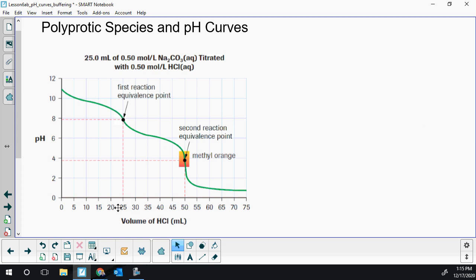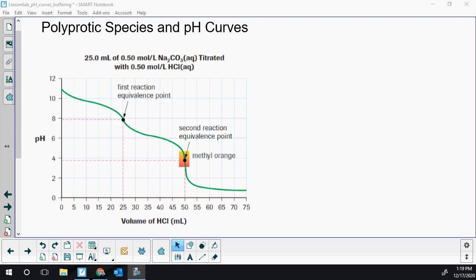You don't need all the individual numbers, you really just need the shape. You need the axis, we have a flattish area, an equivalence point, a flattish area, an equivalence point, and then it levels out. And make sure you record what chemicals are in this graph.